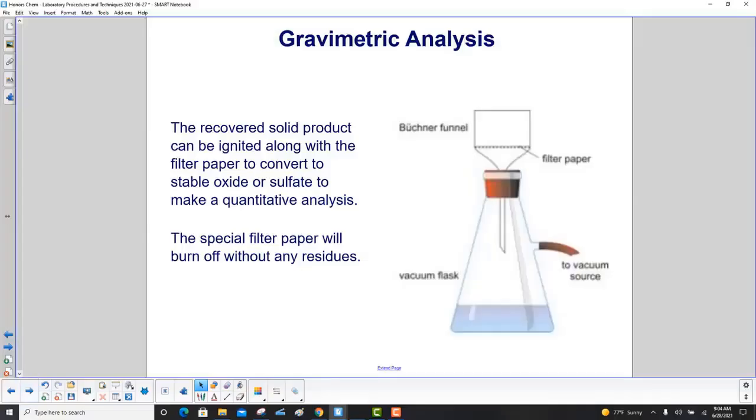The recovered solid product, which is up here in the filter paper, can be ignited along with the filter paper to convert to a stable oxide or sulfate to make a quantitative analysis. And it'll fall down here. You can see we have a vacuum here helping it fall. The special filter paper will burn off without any residues.